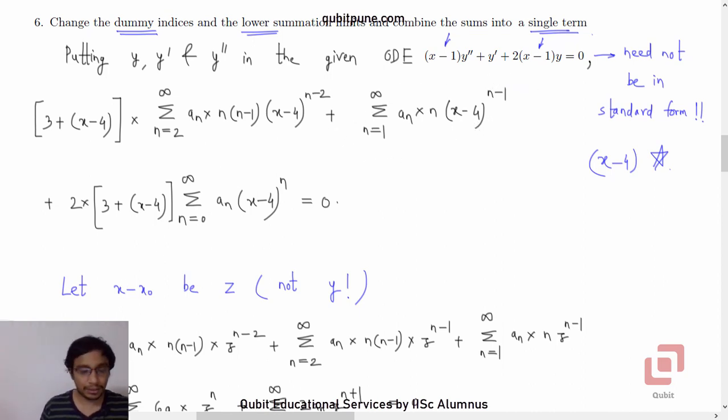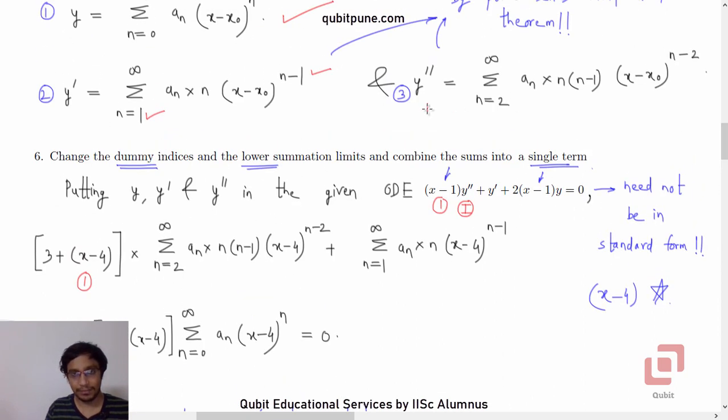Okay, so let us now start with the first term. Here we have x minus 1. Write it in terms of x minus 4, so it will be 3 plus x minus 4. Second term, let me write it using the Roman 1, y double prime. Have we already developed an expression for y double prime? Yes, we have. Put it here. Now it's not very difficult to write a n into n minus 1 into x minus 4 to the power n minus 2. The most important thing here is the lower limit on n.